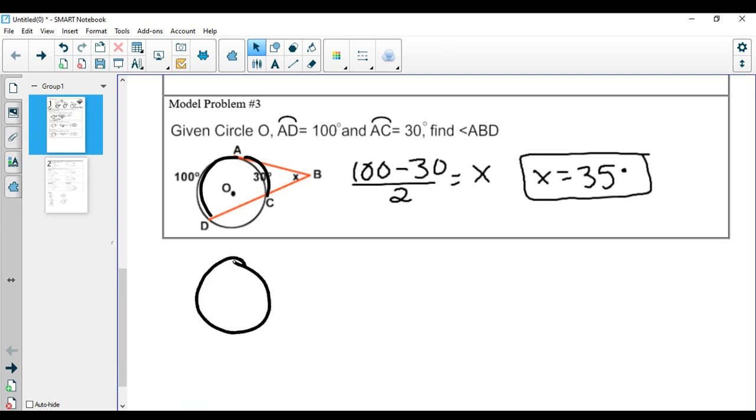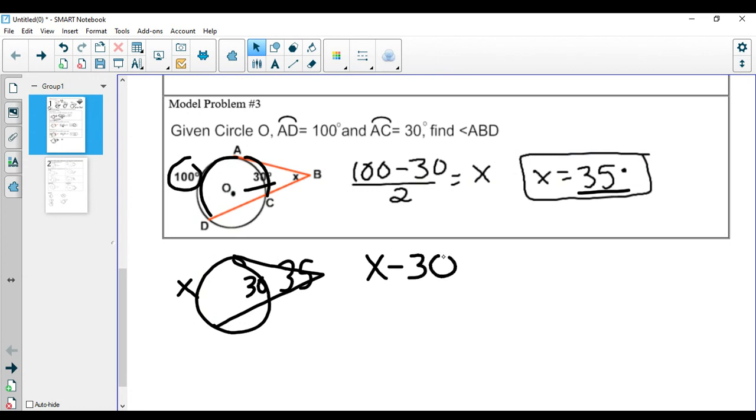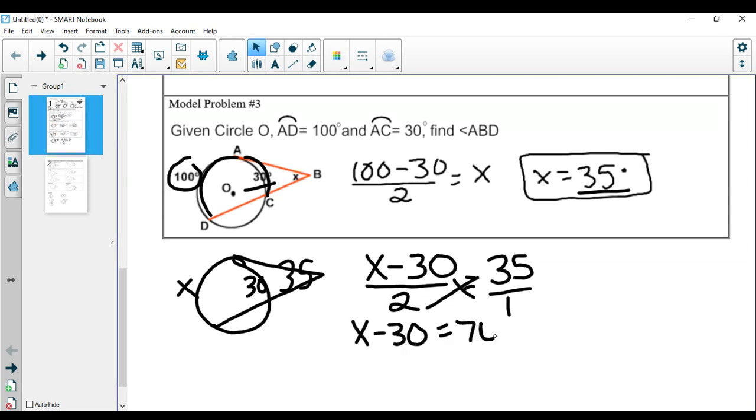Now, what happens if they gave you the angle and they asked you to find the arc? So let's work backwards. So we know the answer is going to be 100 because I'm using this number and this number. So let's say you're going to take the bigger arc, subtract the smaller arc, divided by 2, equals your angle. You're going to cross multiply and solve. All right, so whether you're looking for an angle or you're looking for an arc, you will use this formula and set it up and go ahead and do them.